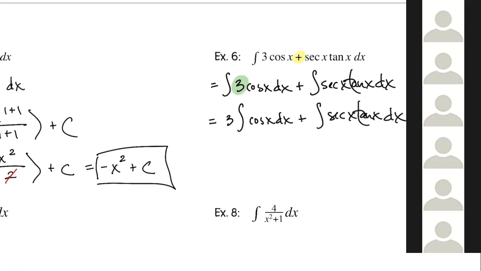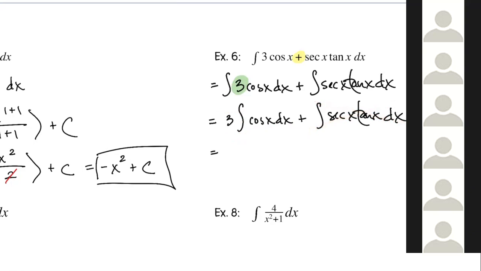Now notice this 3, it only goes with the secant, or sorry, with the cosine, okay? The 3 does not apply to that secant tangent part. The 3 only goes with the cosine part, okay? And so what do we get when we take the integral or the antiderivative of cosine x? Three sine x, good, good.